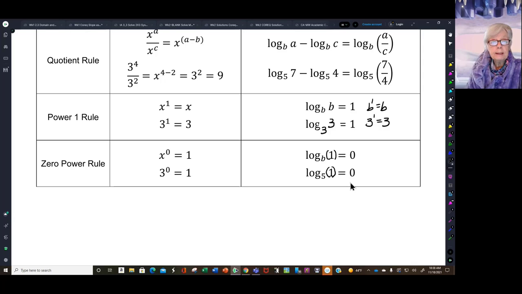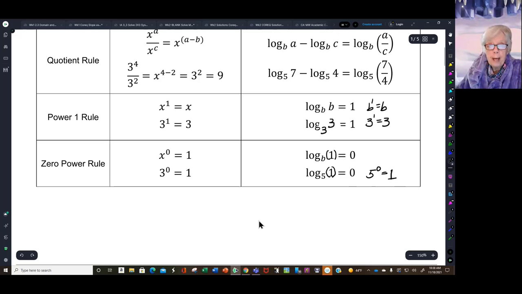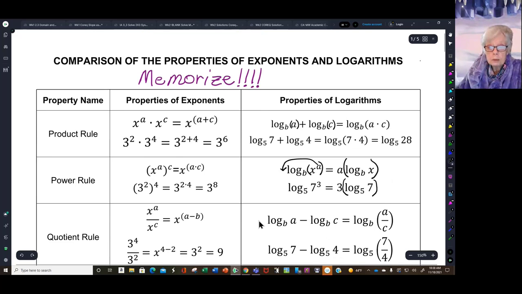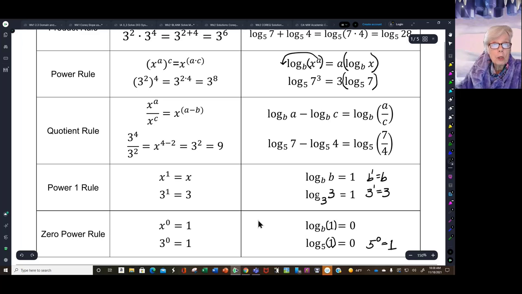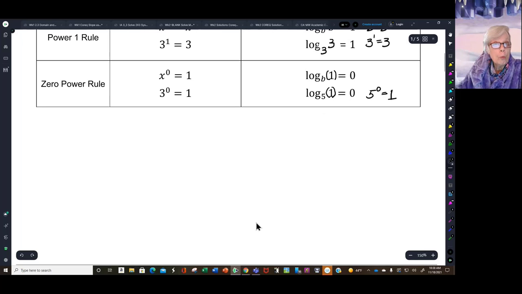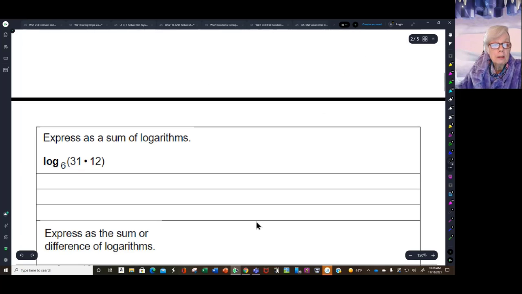This out here will be 0. The logarithm as a whole equals 0 when the argument is 1. Why? Because the base 5 raised to the 0 power is 1. So you'll have this to refer back to as we do the homework. But let's do the homework by all means.